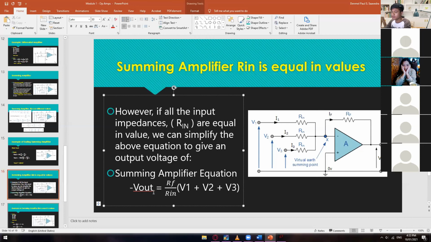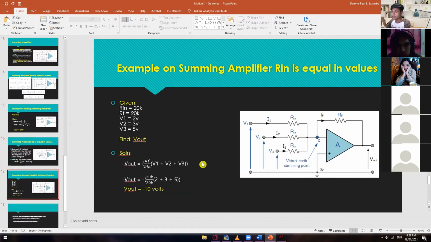Okay. And then of course you want to transfer this negative on the right side. So again, your positive inputs will become negative output, or vice versa. Your negative inputs will become positive output. Okay, so let's have this example. So we have here a given wherein Rin is 20K. So all of them are 20K. And then your RF is 20K also. And then V1, V2, V3 is 2 volts, 3 volts, and then 5 volts.